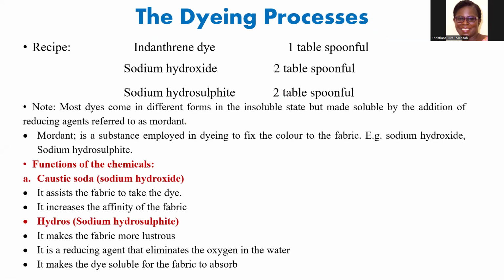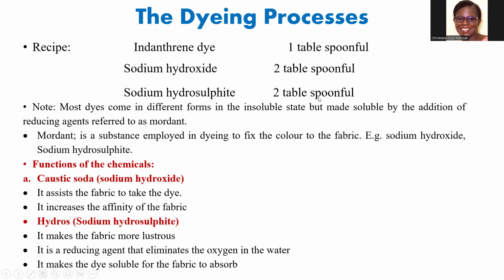So let's look at the dye recipe. How much should I take for 1 yard? Good. If you're using the VAT dye, this is the recipe. If you take 1 tablespoonful, it goes with 2 tablespoonfuls of caustic soda and 2 tablespoonfuls of hydrous. Sodium hydroxide is the caustic soda, and sodium hydrosulfide is the hydrous.